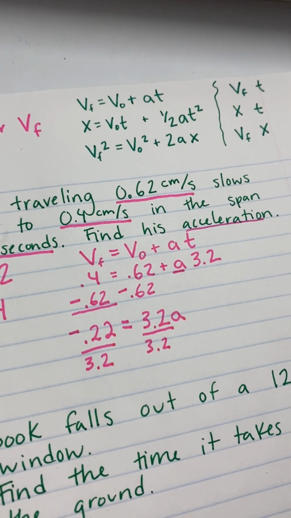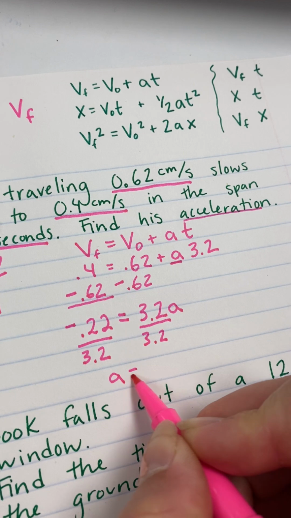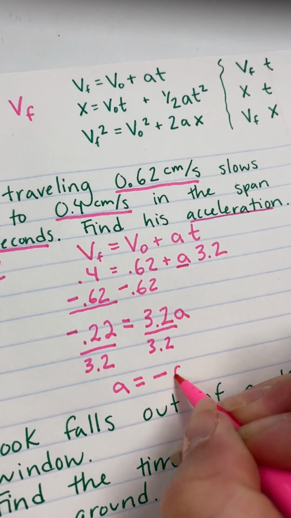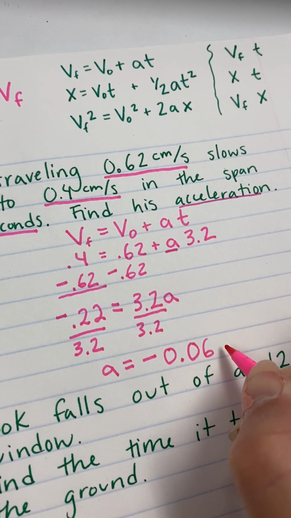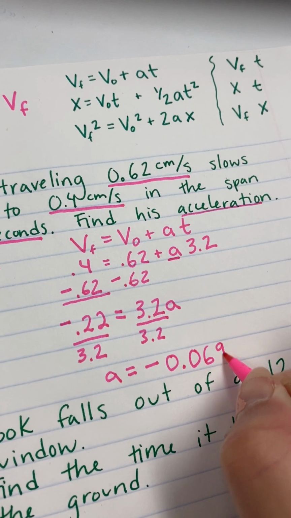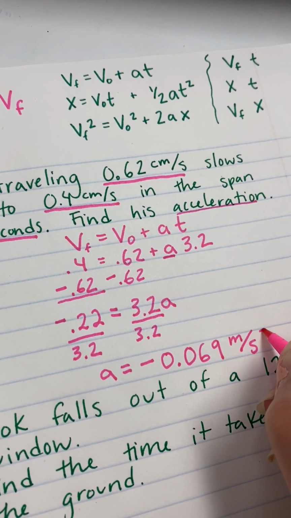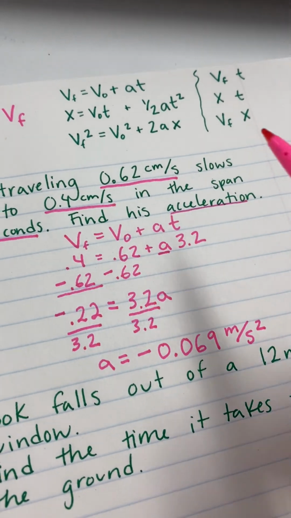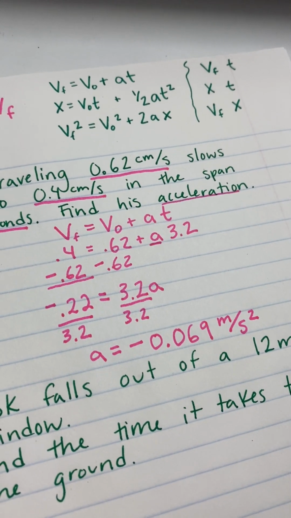And we should be noticing we're getting a negative number here. And that is correct. When we divide, we're getting negative 0.069 meters per second squared. It makes sense that it's negative because he's slowing down. Slows. Hopefully you guys got that answer. I'm going to do another one now.